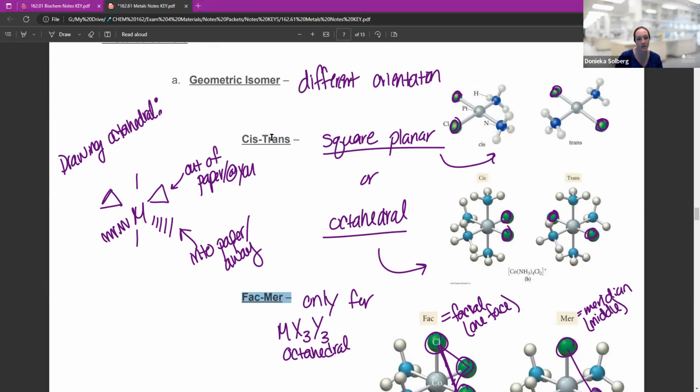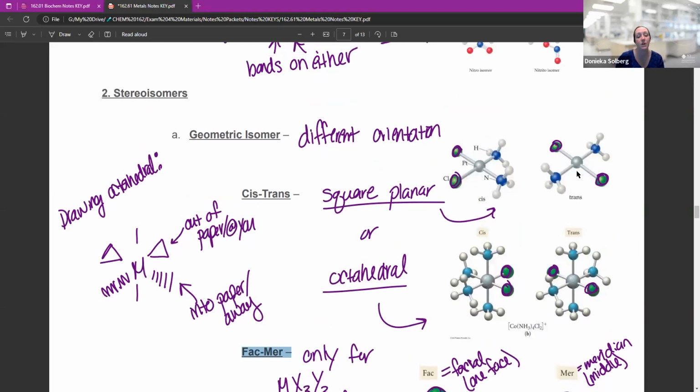Okay, cis-trans are the easiest ones to figure out. So cis-trans ones only come about if you have something that is square planar or octahedral. So these are the only times that you can have a cis-trans isomer. Because if you look at the square planars, if I've got different things on here, I have 2 chlorines and 2 ammonias. They can be on the same side or they can be on opposite sides. Okay, so this one is cis and this one is trans.